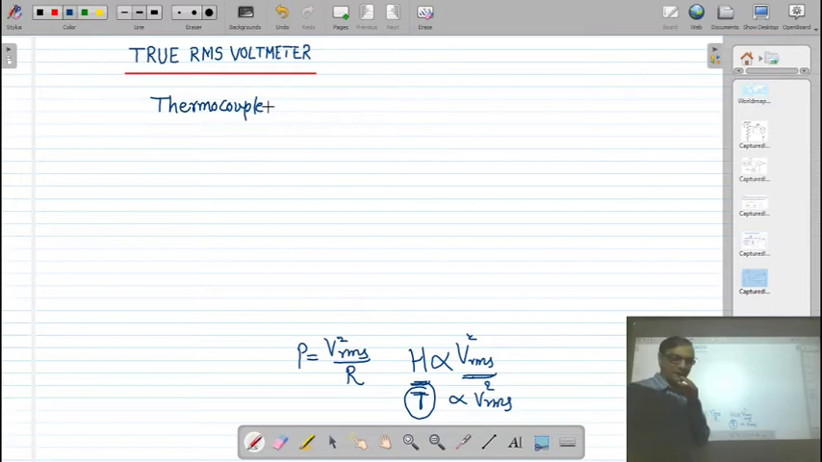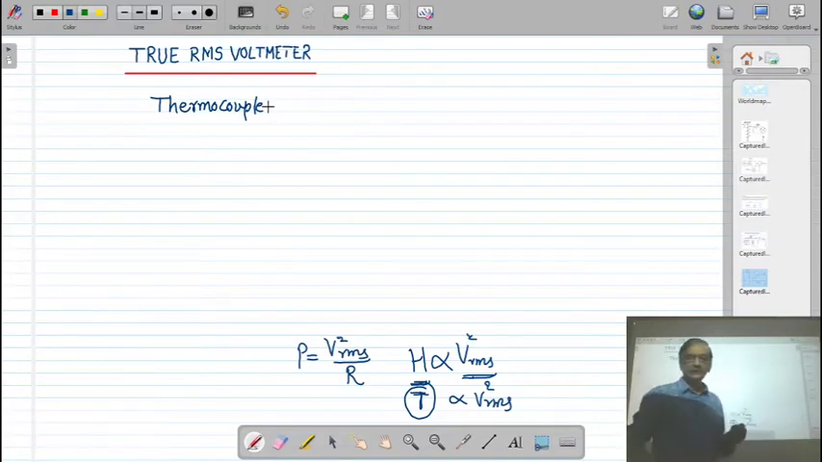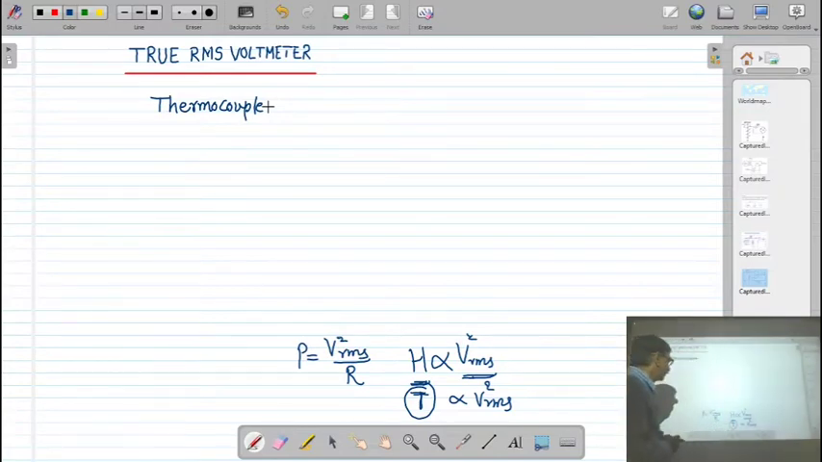A thermocouple is made up of two dissimilar metals, and it has two junctions. One of the junctions is at a cold temperature, and the other junction is at a hot temperature. Due to this difference in temperature, an EMF is going to be produced in the thermocouple.